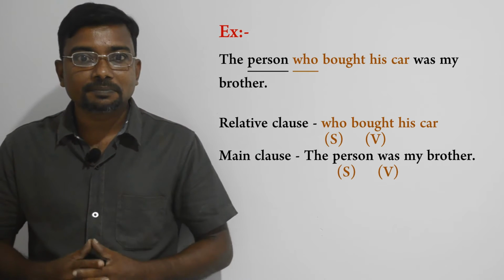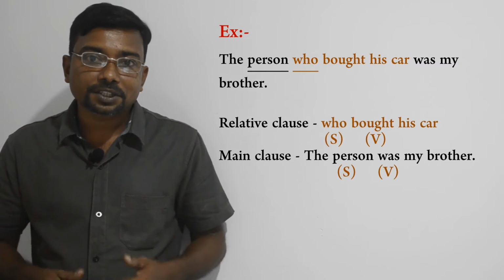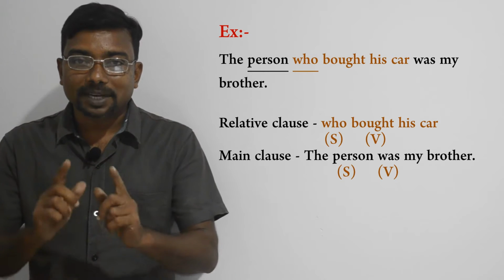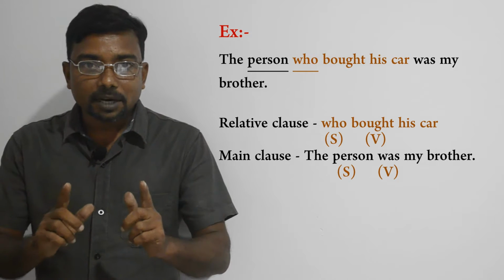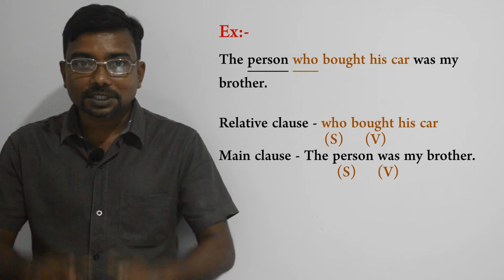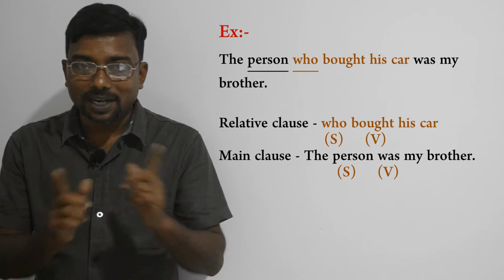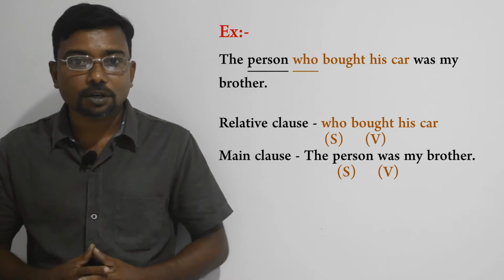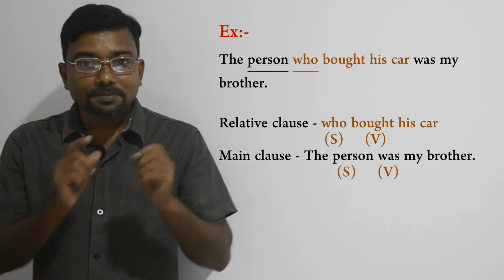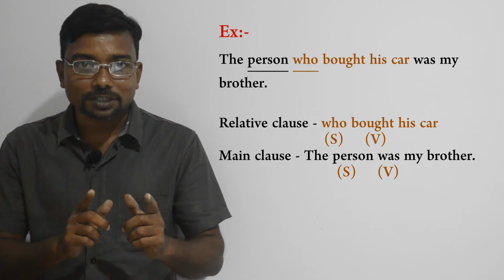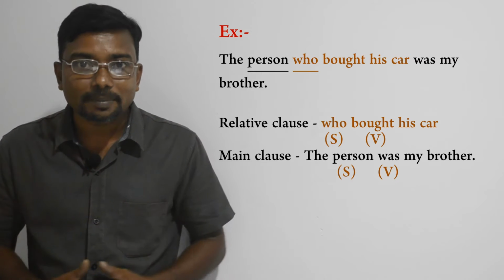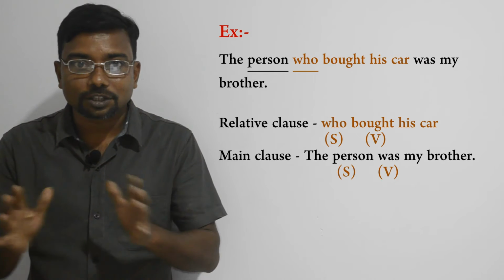Okay everyone, let's look at one example to identify these concepts. Look at this example. The person who bought his car was my brother. This example is a complex sentence because it includes two clauses, one independent clause and one dependent clause. Here, the person was my brother is an independent clause because it can stand alone by itself to convey its complete idea or thought.